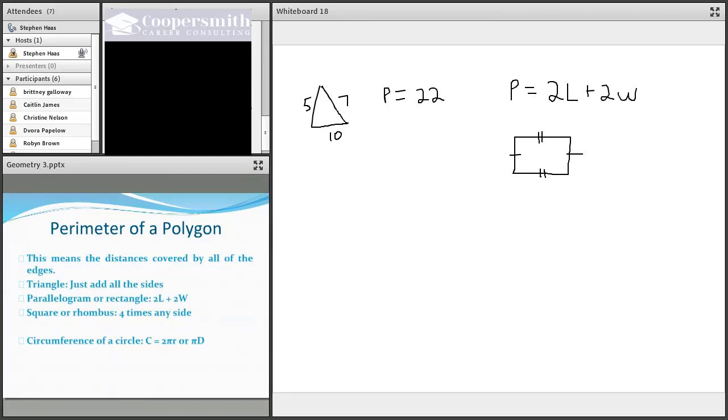Well, this side is equal to that side, and this side is equal to that side. So whatever this is, if this happens to be 10 miles and this happens to be 5 miles, well, then this side has to also be 10, and this side has to also be 5. So it's 2 times the length, which is 2 times 10, plus 2 times the width, which is 2 times 5, and your overall answer is, of course, 30.